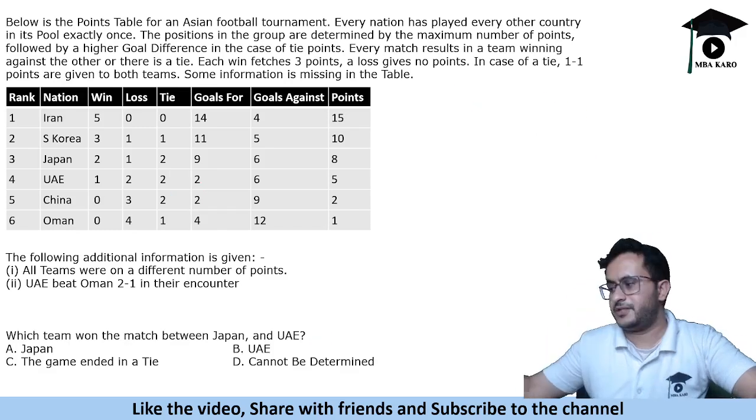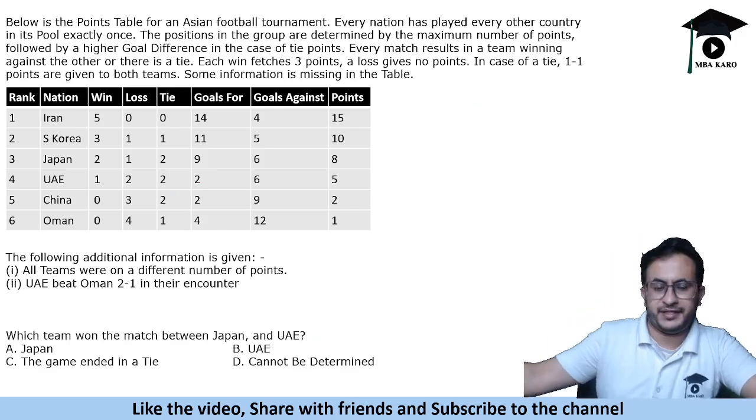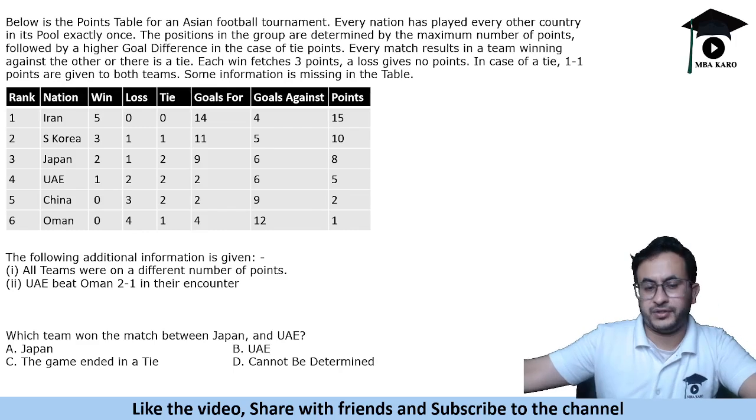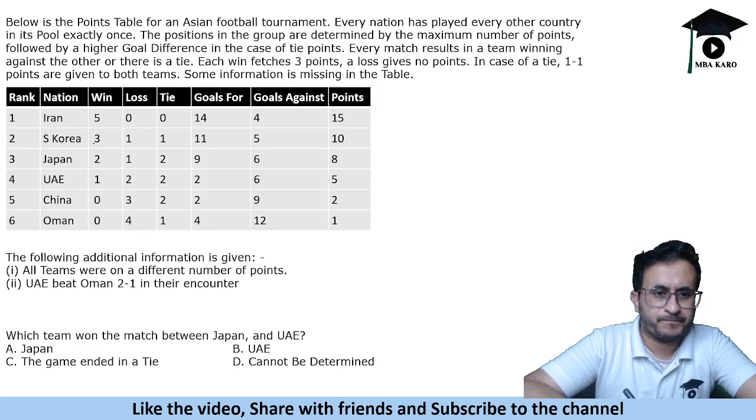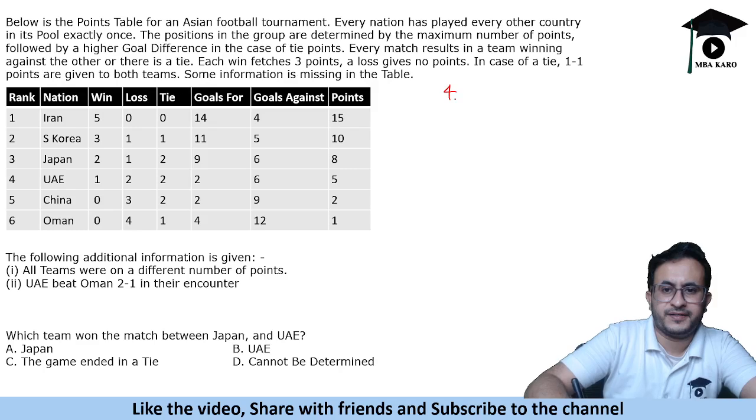Which team won the match between Japan and UAE? Now this is an interesting question. And how do we figure out that Japan versus UAE, what will be the result? Okay. So first of all, let us look at the condition of Japan and UAE. How many wins and losses etc. they have. So if you see, Japan has 2 wins, okay, 1 loss and 2 tie. Now we will first try to find out there are 4 tie matches. Let's see if we can find the 4 tie matches.